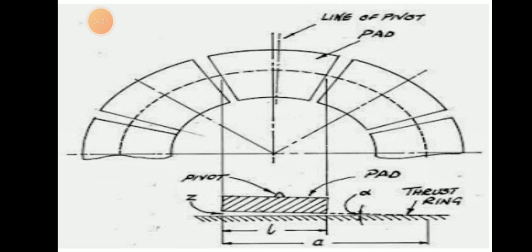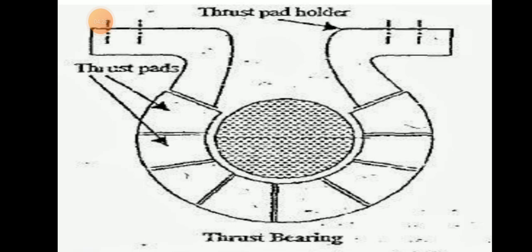Here is a picture of a thrust pad, and there will be a thrust ring. The tilting pad, the line of pivot, the thrust collar and the thrust bearing are shown. This thrust pad uses a tilting pad type thrust bearing.